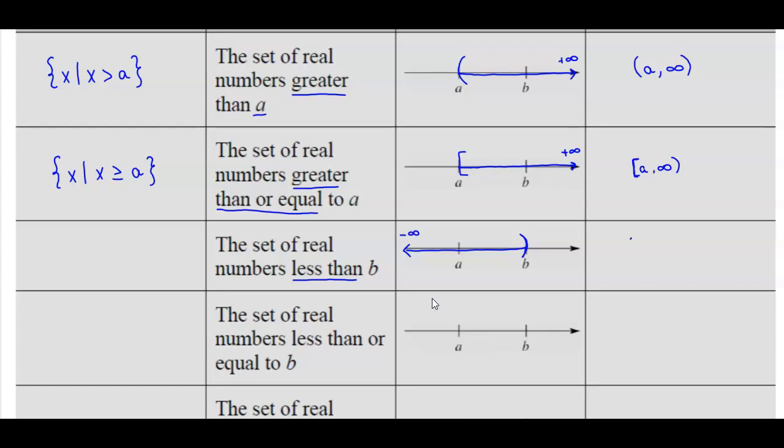So we write this by choosing everything that has an infinity on that particular side is always going to be represented by a parenthesis because it never ends. And that's why there's a parenthesis there. So we're going to have parenthesis, negative infinity, and then going towards the right here, which is B, and that also has a parenthesis because it does not include the value of B. And so how do we write this in set builder notation? We're going to do the following. We're going to say X such that X is less than B.